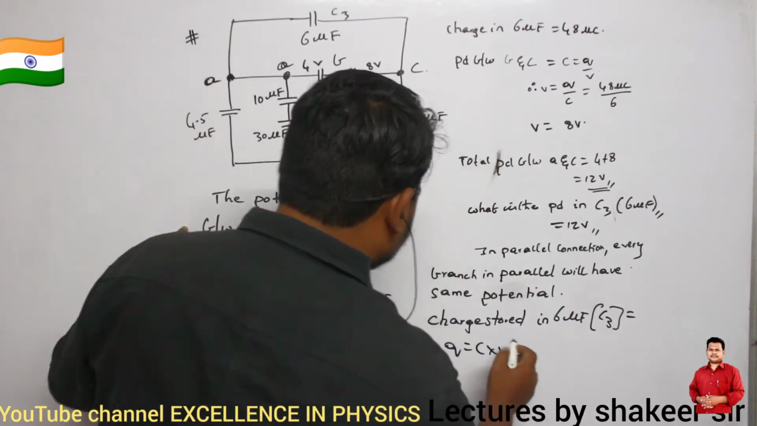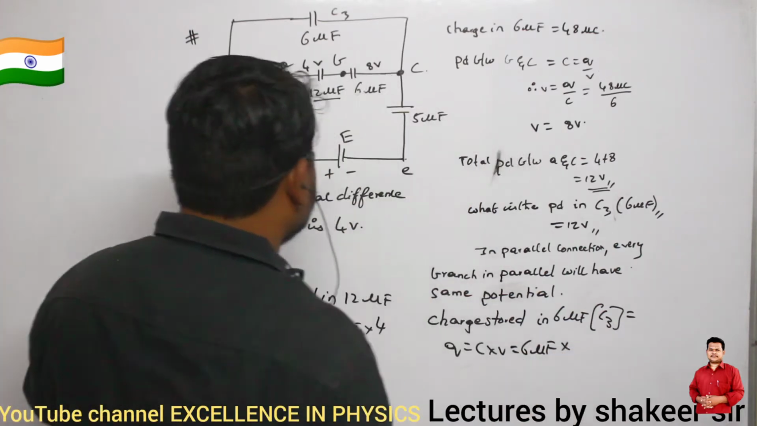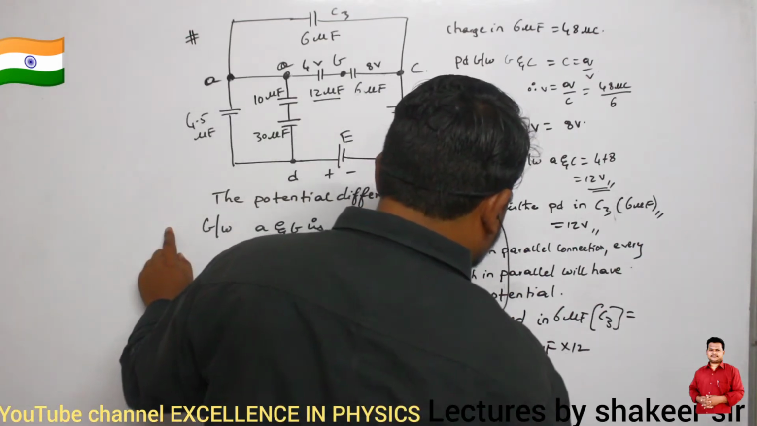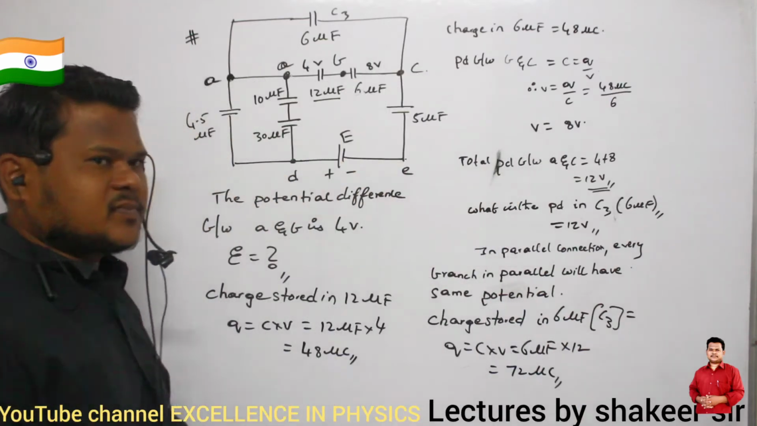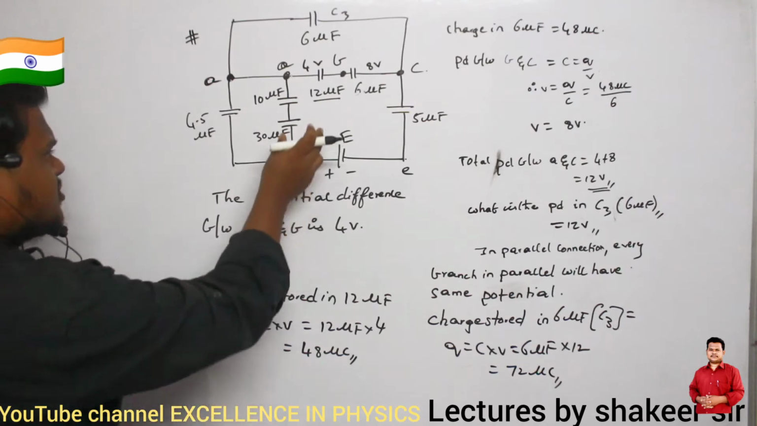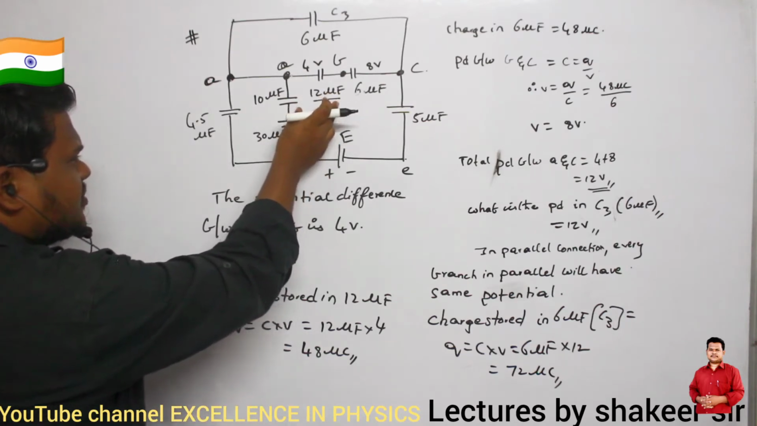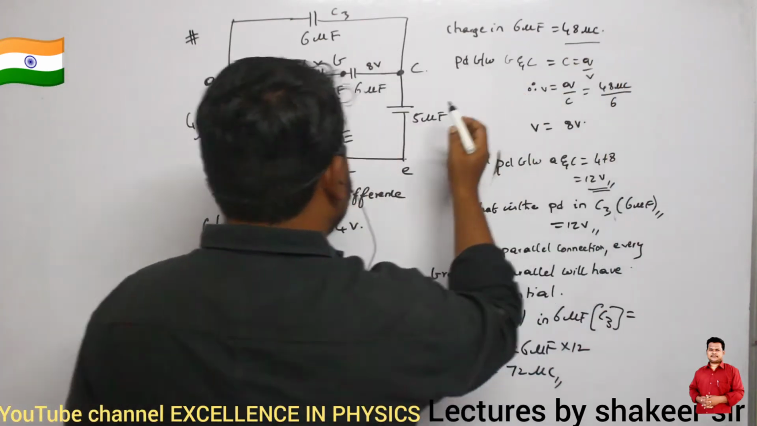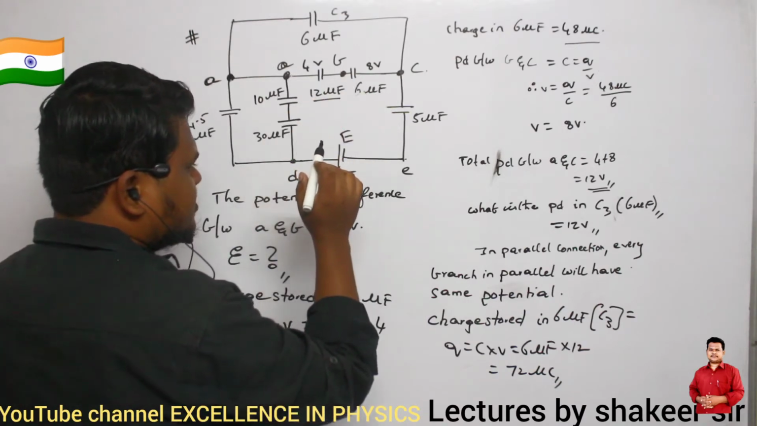What is the capacitance of this one? Capacitance of this one is 6 microfarads. Potential difference is how much? Potential difference is 12 volts. So 12 times 6 is how much? 72 microcoulombs of charge is supplied. Have you understood up to here? So what is the charge stored in the 12 microfarads capacitor? 48 microcoulombs. Same amount of charge is present in this 6 microfarads capacitor also.